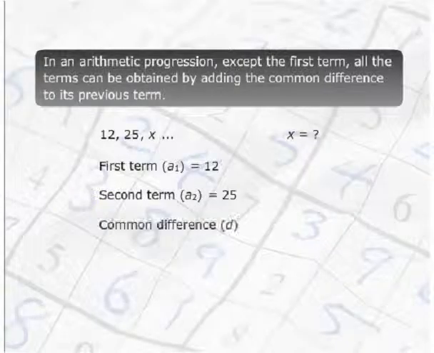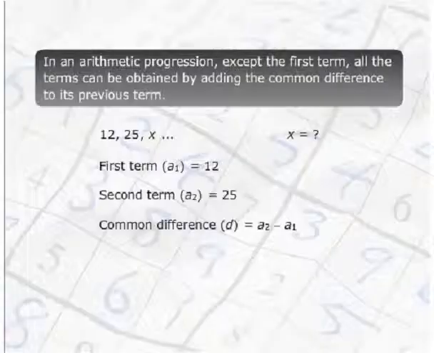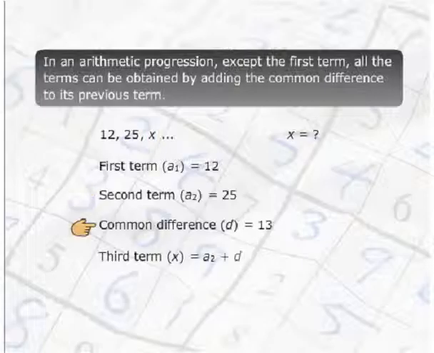Can you find the common difference? Yes. A2 minus A1, that is D. So 25 minus 12 or 13. So the common difference D is 13. Once you know the common difference, you can find the third term. Yes, that is X. It will be equal to the second term A2 plus D. Second term is 25. D we found as 13. So 25 plus 13, that is 38.